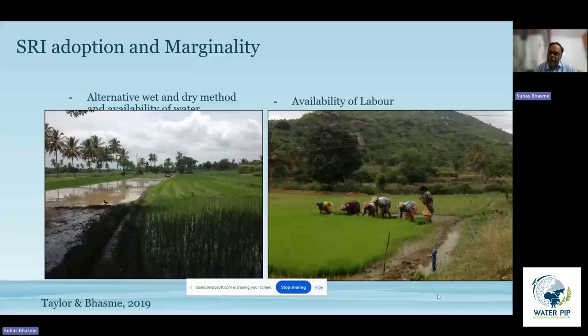It is also convenient for agricultural labor groups to go to large landholding farmers, because it promises a much longer duration of available work, which is comparatively not available in the case of small landholding farmers.